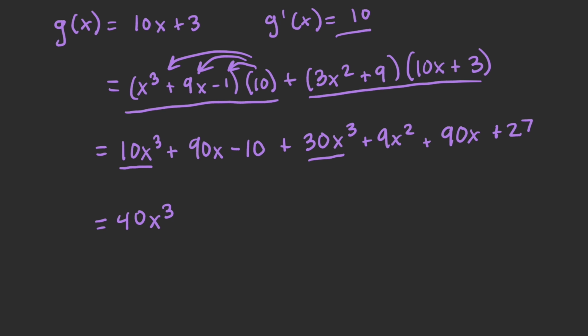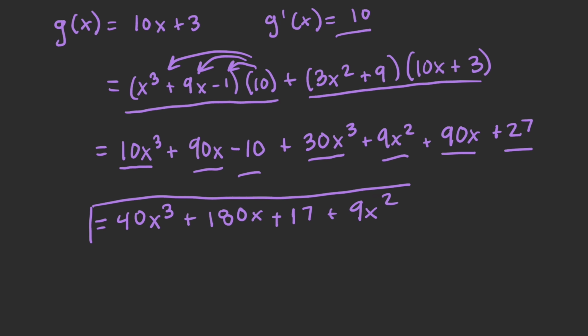40x cubed. And then we have like terms with the 90x and the 90x, which would give us 180x. And then we have like terms with the negative 10 and the 27, which would give us plus 17. And then we only have the 9x squared and it has no like terms, so we would just add that at the end. Okay, so after simplifying, our final answer would be 40x cubed plus 180x plus 17 plus 9x squared.